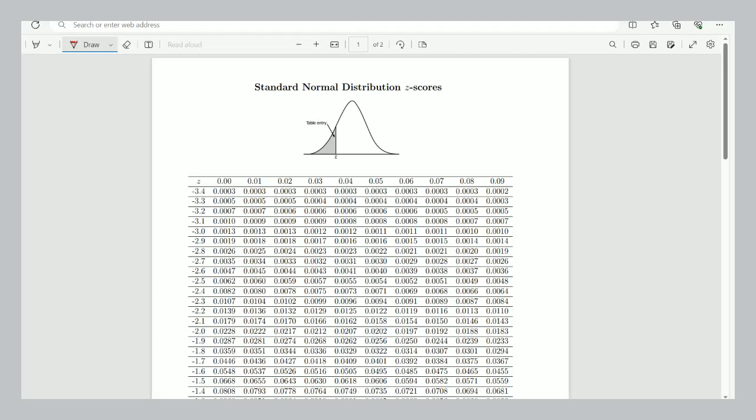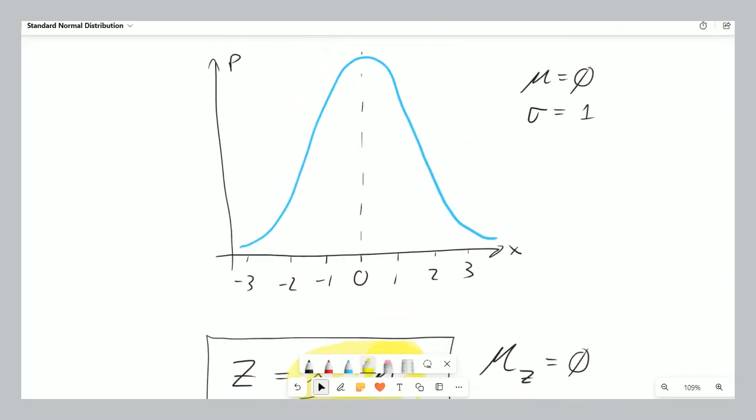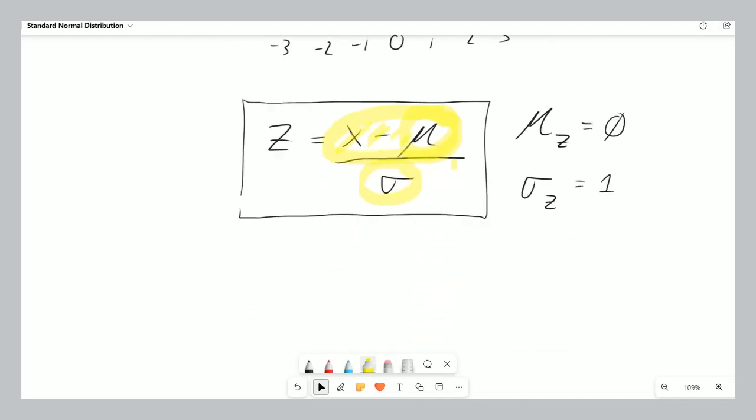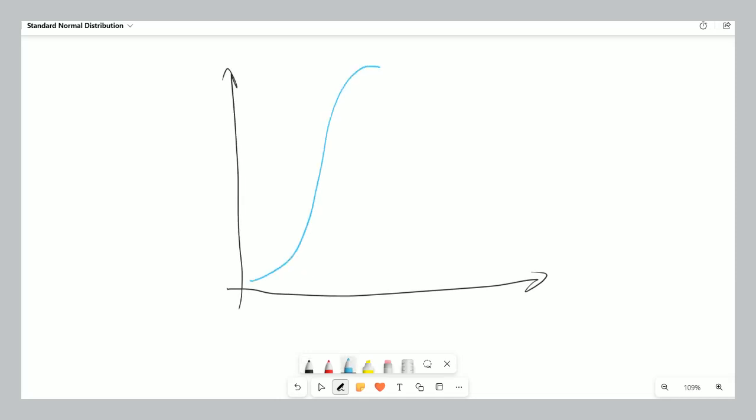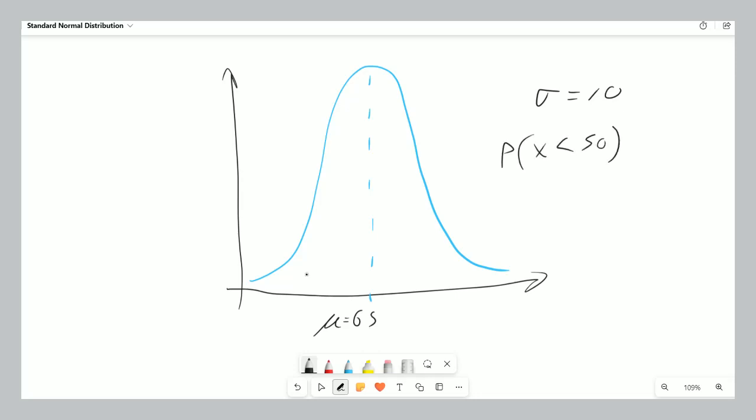So here's how we do that. Let's go back here and create our example. So we have our normal distribution, with our mean value of 65 and our standard deviation of 10. And we want to know what's the probability of randomly selecting a value that is less than 50. Well, 50 is somewhere along this scale, so we want to know this area under the curve.